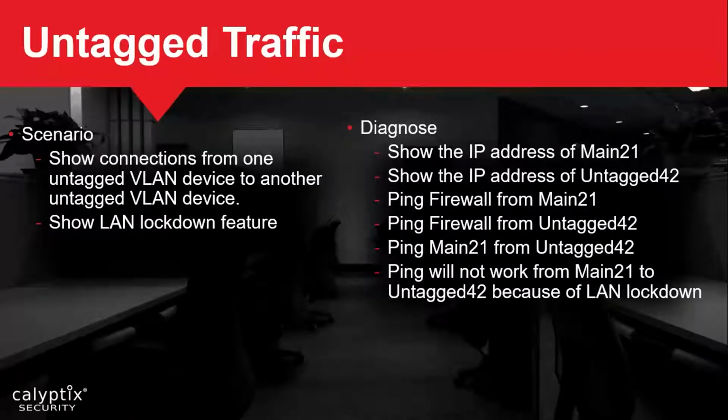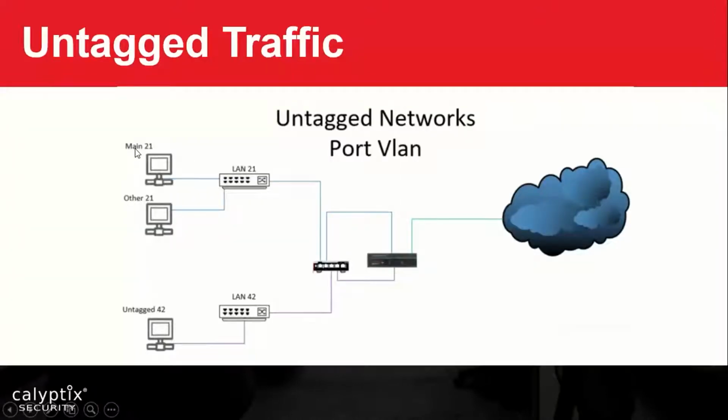And we're going to show some untagged traffic going from one NIC to another NIC. In our example, there'll be a box called main 21. It's going to go into the switch that we have, and that's going to go into NIC 1. Then we'll have an untagged computer, and that untagged computer will go into switch 2 and will be on a separate port on the Calyptix. This is called port VLANing. It's segmenting and knowing that you can segment the networks but still pass traffic.